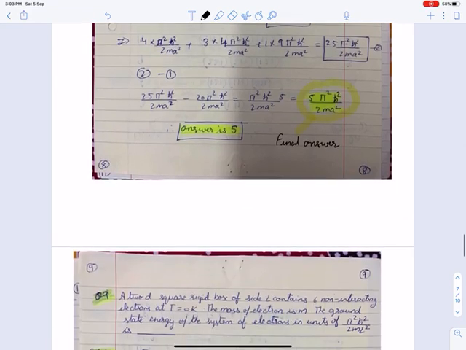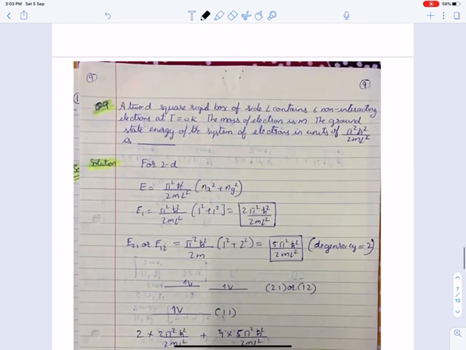Okay, so now we'll come to our next question. A 2D square rigid box of side L contains 6 non-interacting electrons at T equal to 0 Kelvin. The mass of the electron is m. The ground state energy of the system of electrons in units of pi square h cut square upon 2 m L square. So now it is 2D.